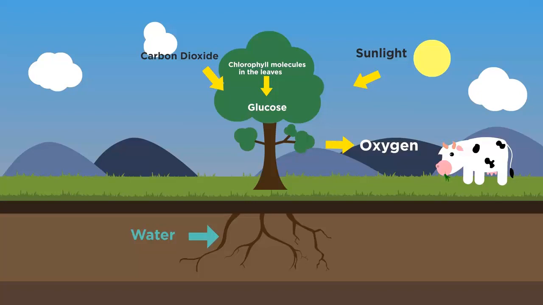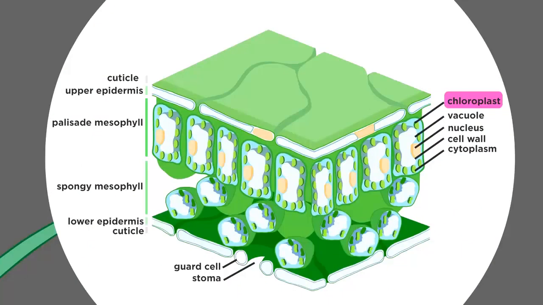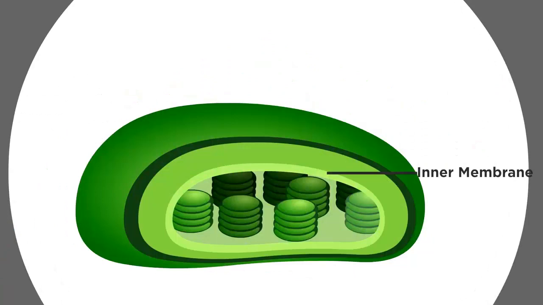So now that we know how important it is and how it starts off all of our food production, you can see why we need to learn more about it in detail. Photosynthesis happens in leaf cells. They contain tiny organelles called chloroplasts, which contain a green substance called chlorophyll.